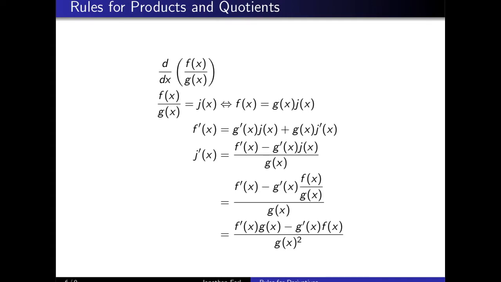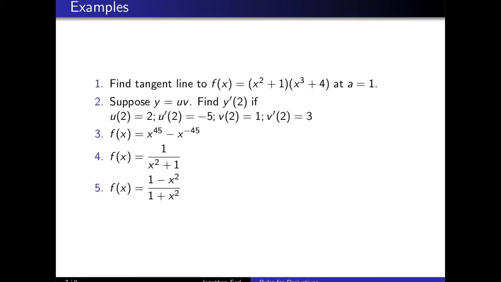And what we said is we want to go and solve for the derivative of f divided by g, or in other words, we want to solve for j prime. That gives us the derivative of f divided by g. So when we go and we solve for j prime, what we wind up with in the end is f prime times g minus f g prime, all divided by g squared. Okay, so let's go and use these in some examples.